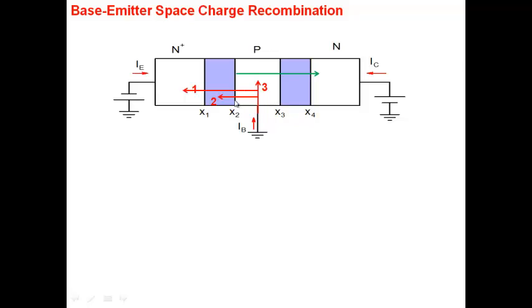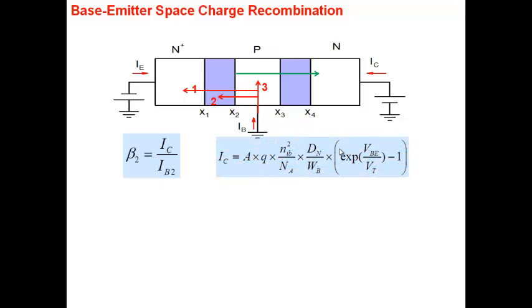That then brings us to component number 2. And for component number 2, we are saying the holes which are injected here, some of them recombine in the space charge region here. So that's related to what we call base-emitter space charge recombination. It's a recombination current. Okay. So beta 2 is IC by IB2. IC again is the same expression.